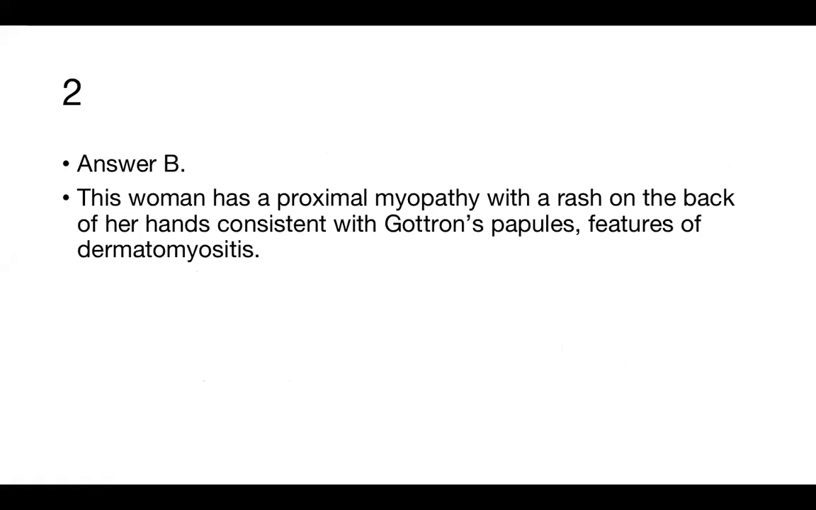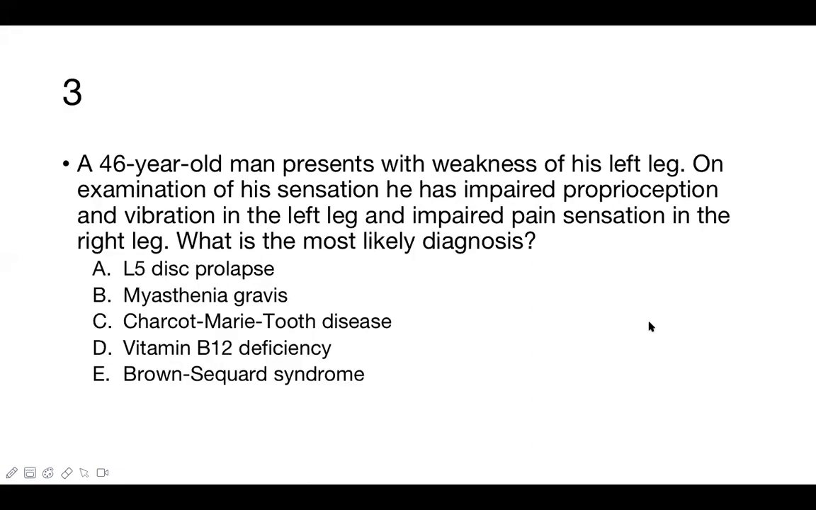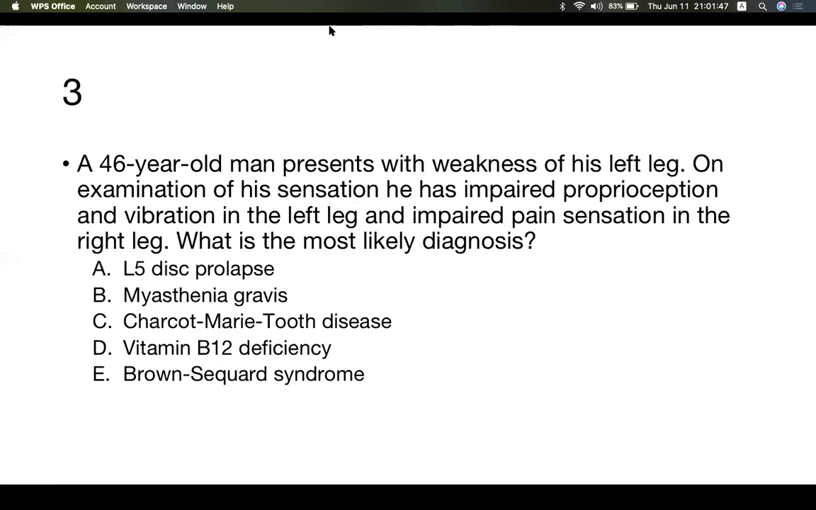This woman has a proximal myopathy with a rash on the back of her hand, which is consistent with Gottron's papules. This is a feature of dermatomyositis. This is a type of connective tissue disorder. Let's move on. Okay, let's see number 3 now.